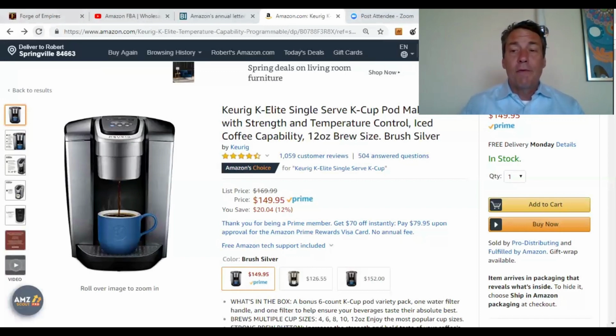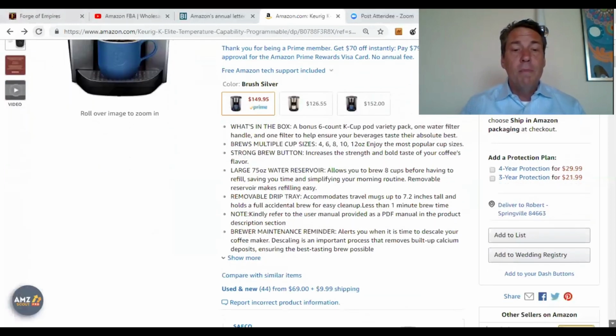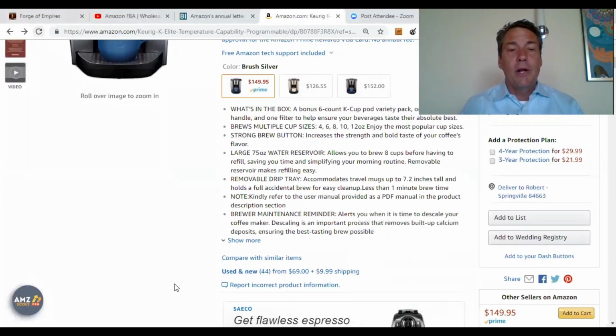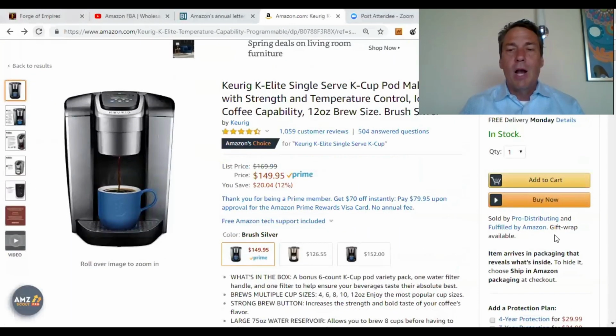So we're going to come down first and take a look at how many people we're competing with. So we come down here and you can see that there are currently 44 people that are selling this product. Now my question is, are all 44 my competition? And the answer is no, because the only thing that I am interested in when I sell these products is I want to have my name appear right here. I want to say sold by me and fulfilled by Amazon. And that's what your goal is going to be.